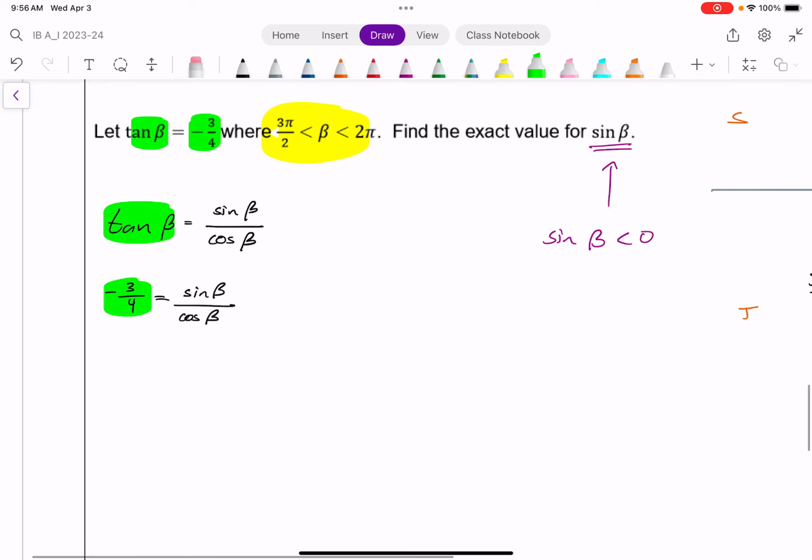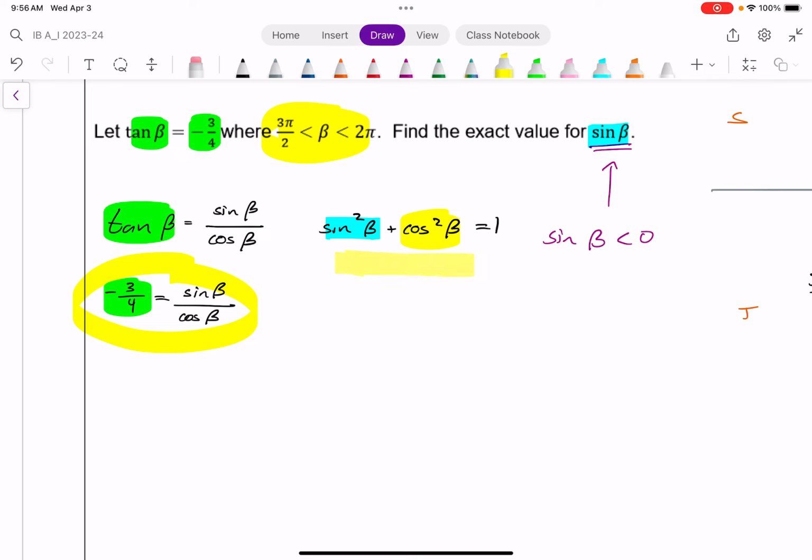There's also the other identity in which we know sine squared beta plus cosine squared beta must always equal 1. And notice we're trying to find the sine of beta, which means I can see right here that if I can take this cosine of beta and use this equation to substitute it with something in terms of sine, I can solve that equation once I have just the sine function.